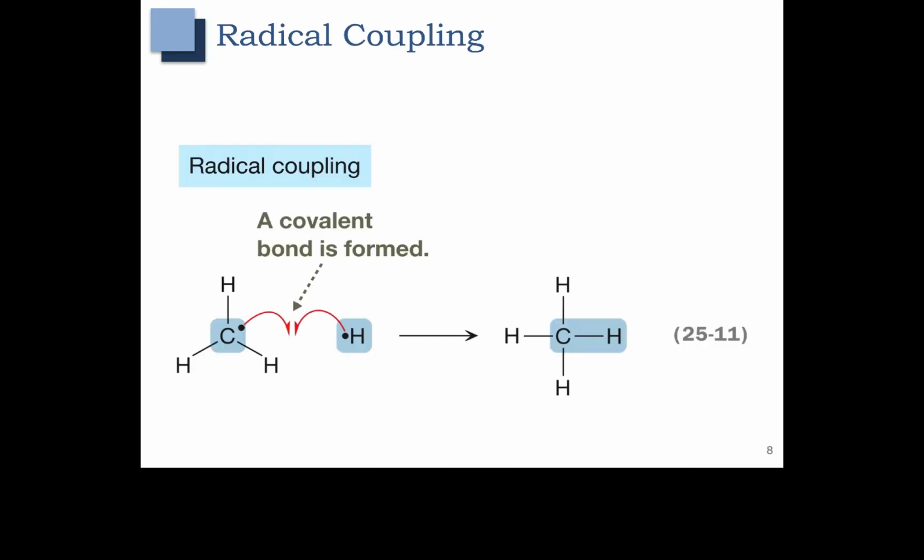A radical coupling reaction is shown here. We can see one radical. In this case, we have a hydrogen radical reacting with a methyl radical. And those two radicals are coming together to form a carbon-hydrogen bond. So this blue radical becomes half of the carbon-hydrogen bond, and the red radical becomes the other half of the carbon-hydrogen bond. So we're going from two radicals to the formation of a covalent bond.